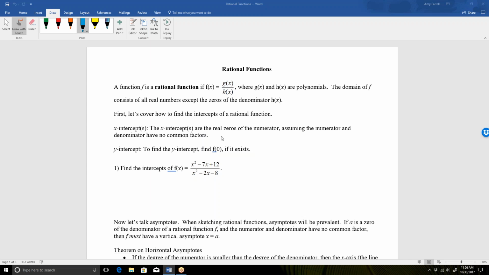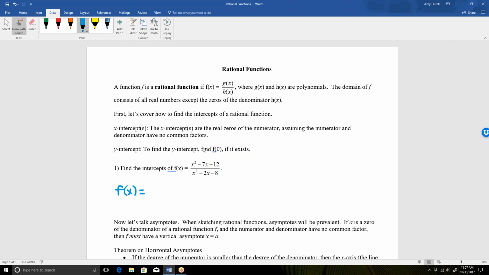So to find the x-intercepts, they are the real zeros of the numerator, assuming the numerator and denominator have no common factors. So let's take a look at this function. Whoa, f of x, not sure what happened there. Here, let me delete that. Okay, that looks better. Okay, so here's our function f of x.